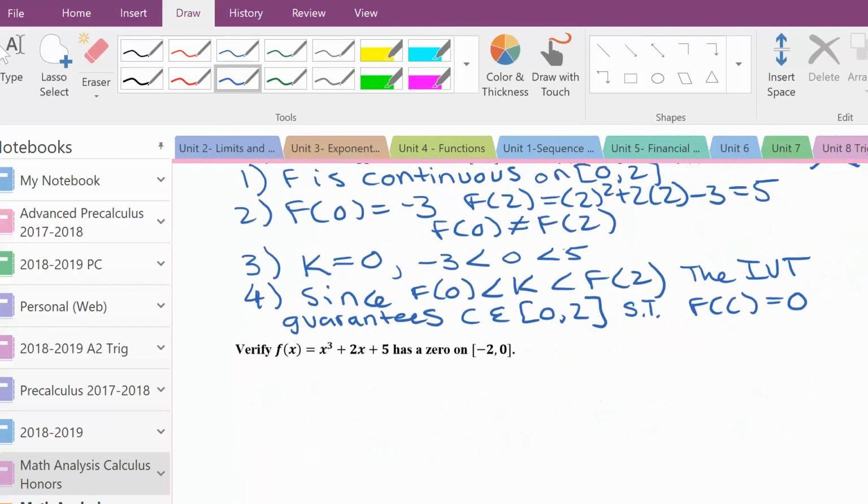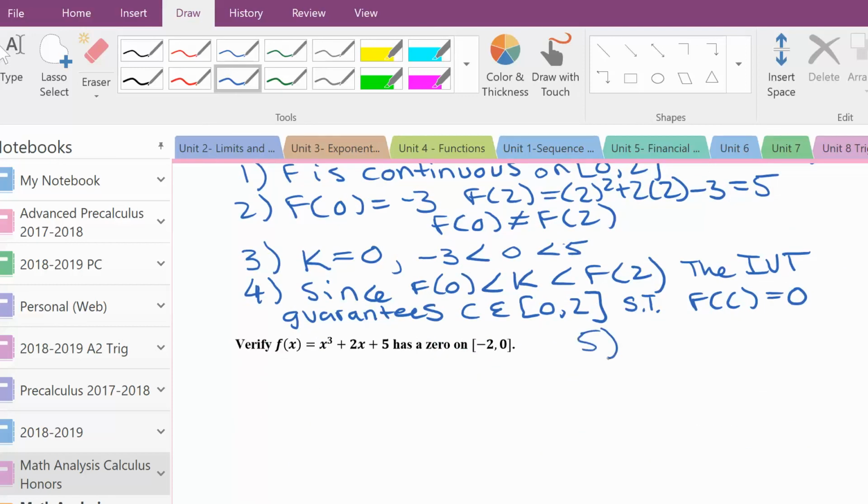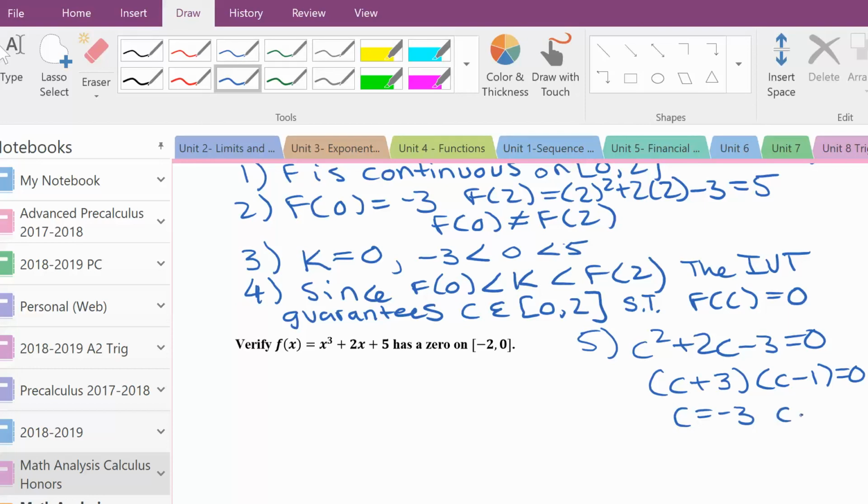So now we just have to find what C is, and that means that we go C squared plus 2C minus 3 equals 0. So we factor C plus 3, C minus 1. So C equals negative 3 or C equals 1. And remember, it has to be between 0 and 2. So it can't equal negative 3. It has to only equal 1.